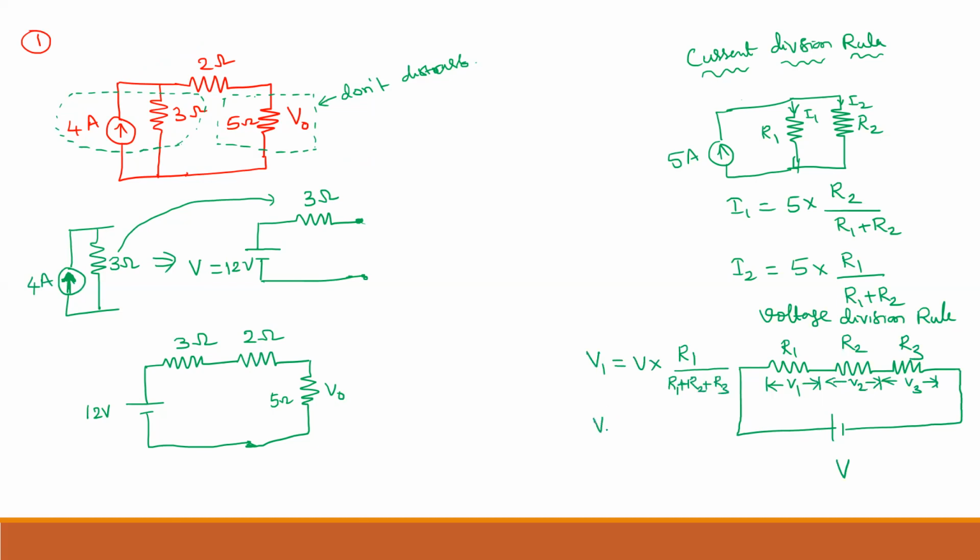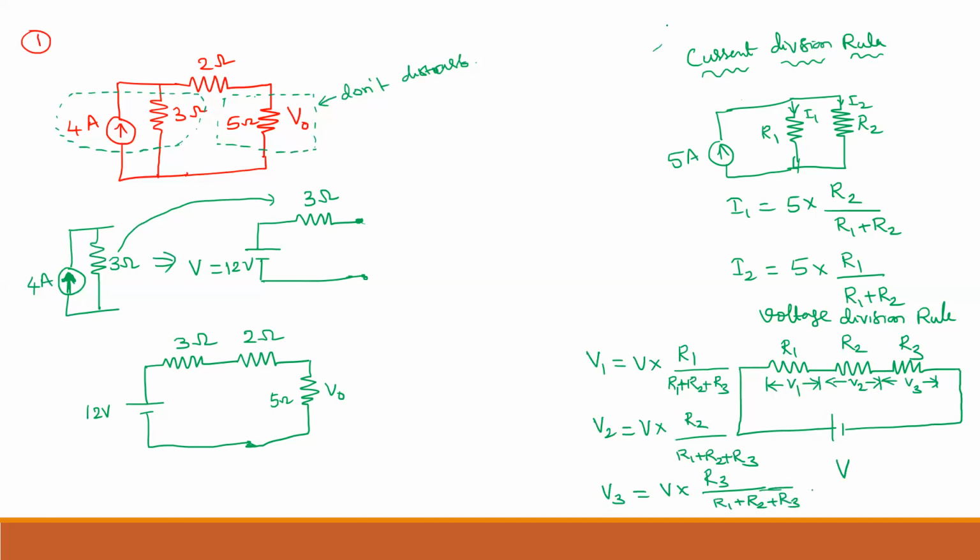If I want to calculate V2, what do I need to do? Total voltage into R2 divided by R1 plus R2 plus R3. Now write the formula for V3 on your own, and then check with what I'm writing. V3 is V into R3 divided by R1 plus R2 plus R3.